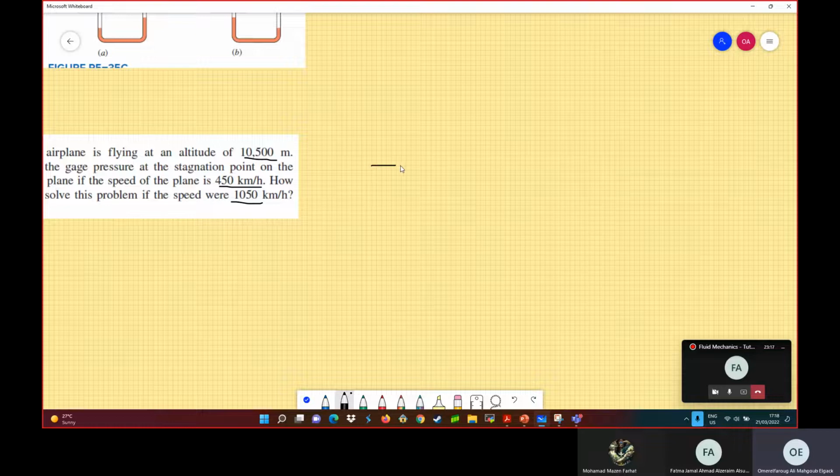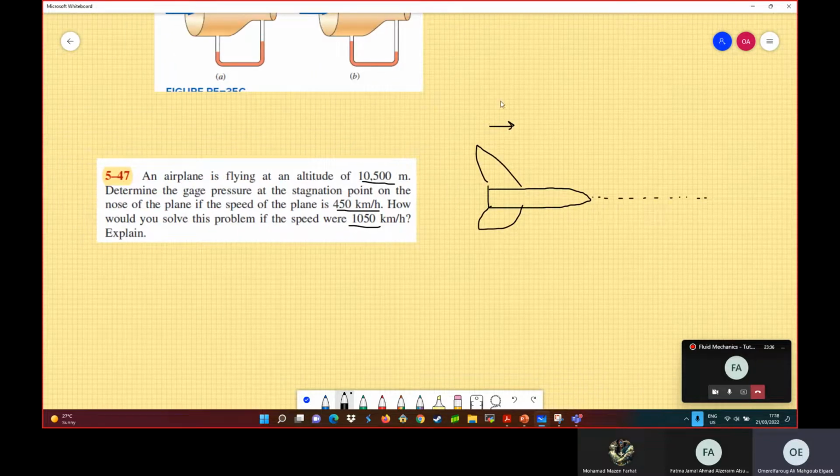We have here an airplane. I'll just assume it looks this way. Okay, those are the wings. And the air is blowing this way. Actually, the plane is moving. The plane is moving at a speed of 450 kilometer per hour.